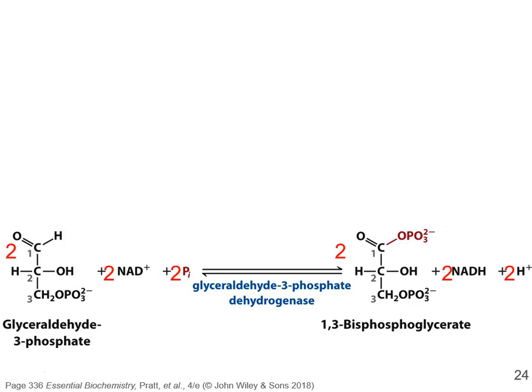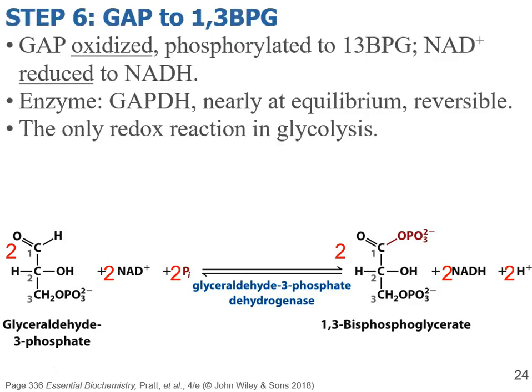Okay, moving on. What we really should do, which the textbooks do not do, is multiply everything by 2 at this point. So see, I have 2 in front of everything because we have 1 glucose and 2 glyceraldehyde 3-phosphates. There's a lot going on in this reaction. This is step 6. We don't have to worry about regulating it, but this is the only redox reaction in glycolysis.